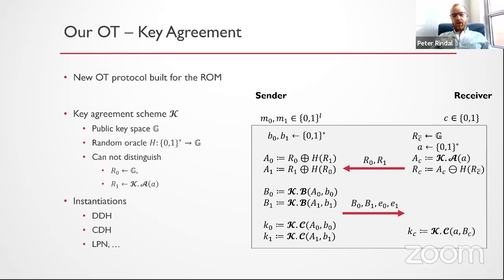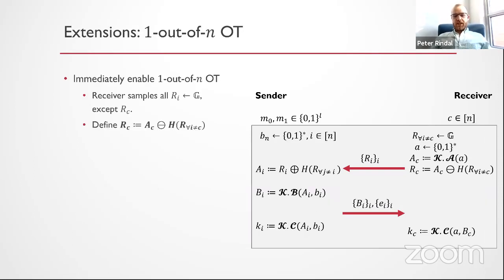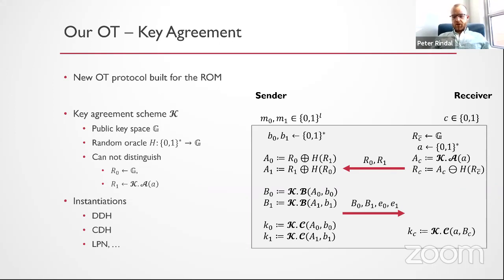As a result, we can instantiate our oblivious transfer from, say, the DDH assumption, which I showed you earlier, or the CDH, or even LPN-like assumptions, which means that we achieve post-quantum security if you instantiate it with LPN. We'll actually see some performance numbers later on. The LPN-based construction is, funny enough, the fastest, although it uses more communication. So this is our main construction shown here.